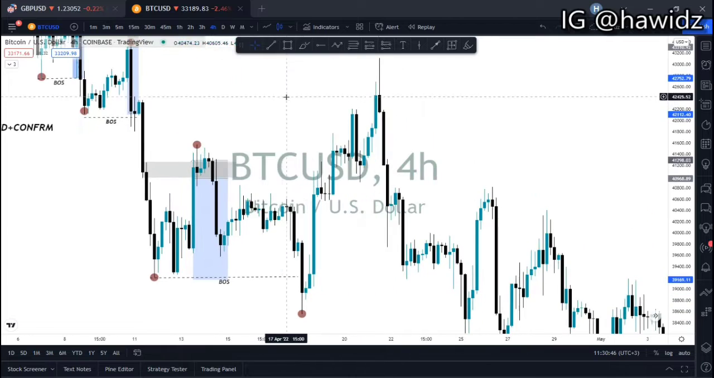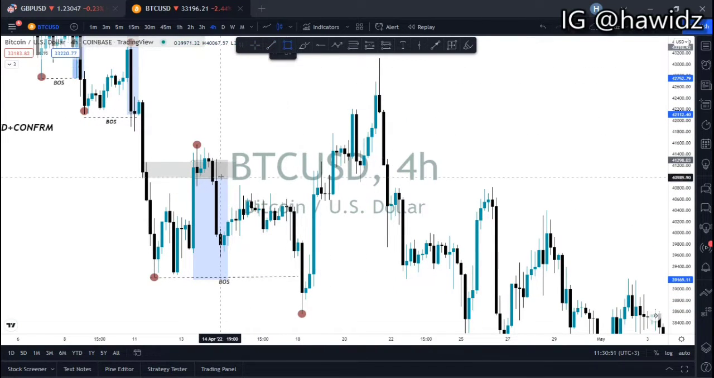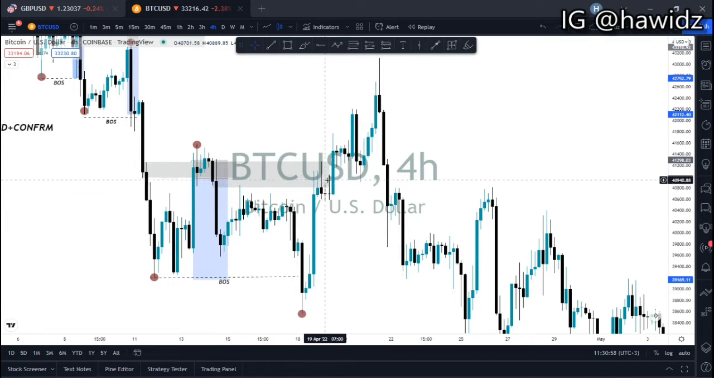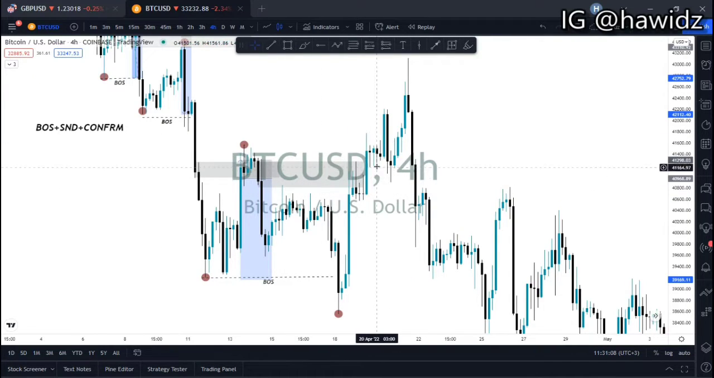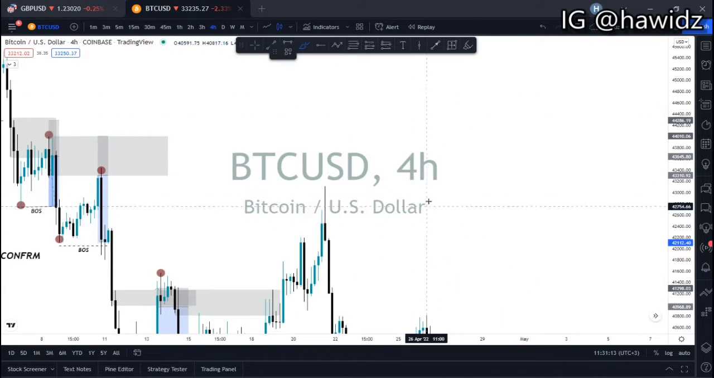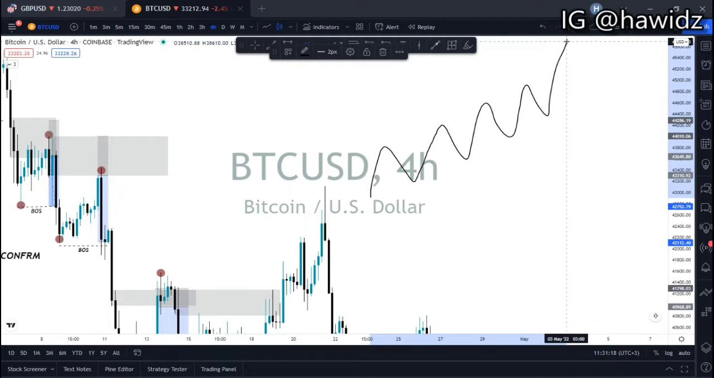For example, maybe you could have looked for an entry here with all this rejection right here. Maybe you would have used this, and this, yeah, maybe you could have used that, but as you can see, this volume candle just displaces the whole thing. It doesn't really give us an option there. And why is that? As I taught in the structural videos previously, price doesn't move in this way.